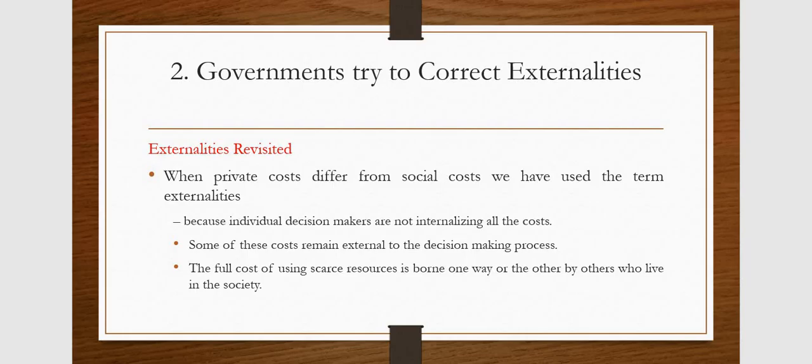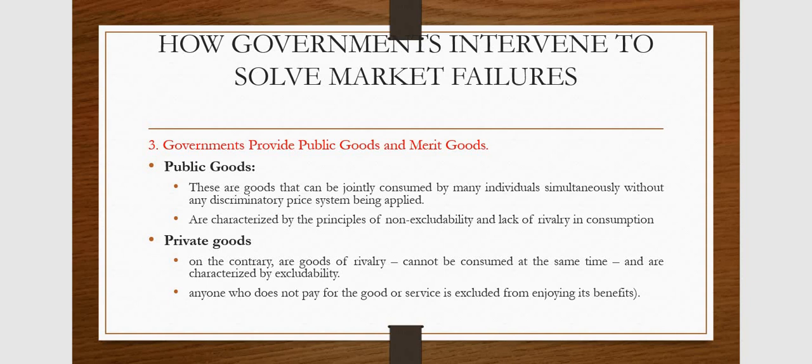Now let's look at, we are still on the externality. And so when private costs differ from social costs, we have used the term externality. Yes, and that is what we mean here. So governments provide public goods and merit goods. Public goods are goods that can be jointly consumed by many individuals simultaneously without any discriminatory price system being applied. And so public goods are those goods that even when someone consumes that particular good, it is not going to reduce the availability to others.